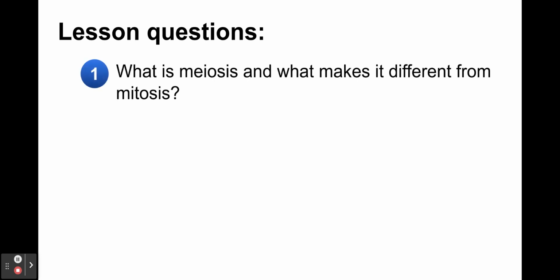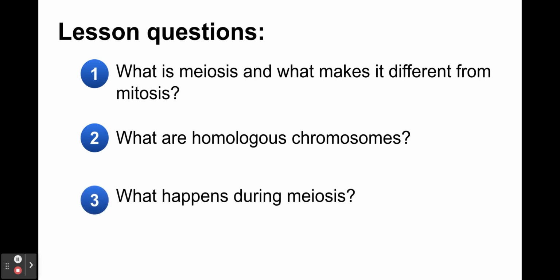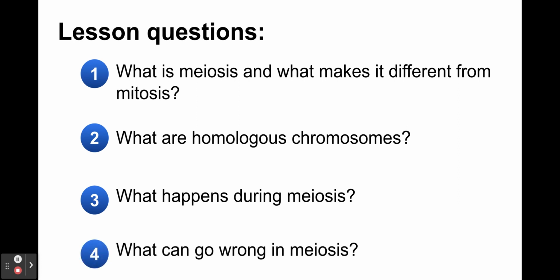Let's do this. We've got 4 lesson questions to answer today. First question, what is meiosis and what makes it different from mitosis? Number 2, what are homologous chromosomes? Number 3, what happens during meiosis? And number 4, what can go wrong in meiosis? So we'll talk about purpose, we'll talk about some key vocab, we'll talk about the details of the steps, and then finally, what can go wrong.